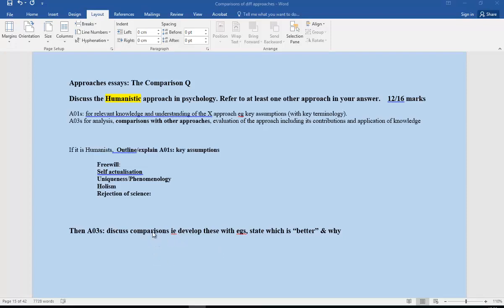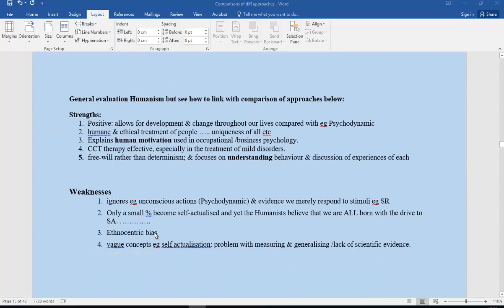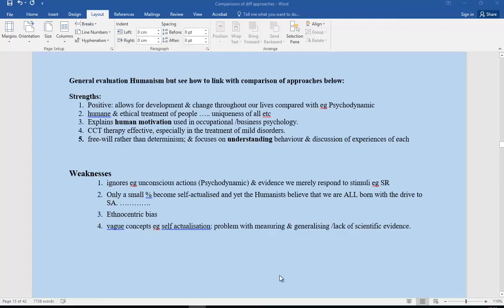So let's have a quick look at what we've got. If you want, at the end, if you need other evaluative points, you can also include these. So I'm going to whiz through this, but if you want to have a look at those, pause the screen. But we're going straight into the comparisons.